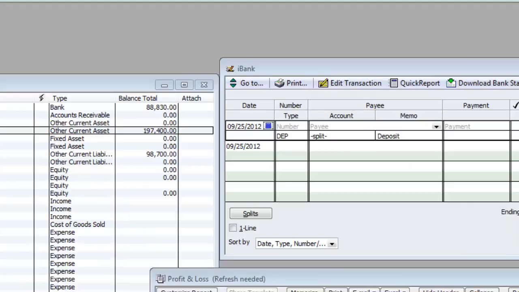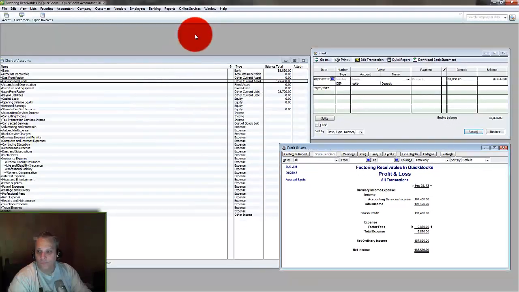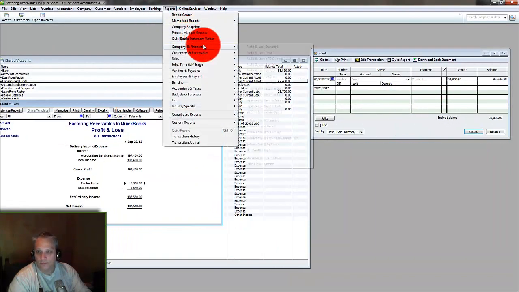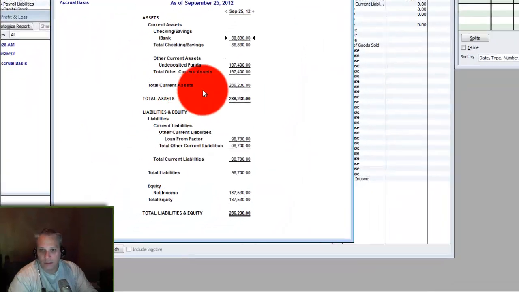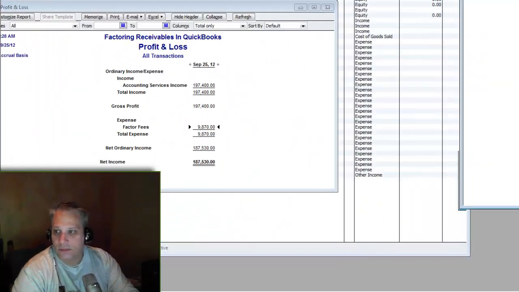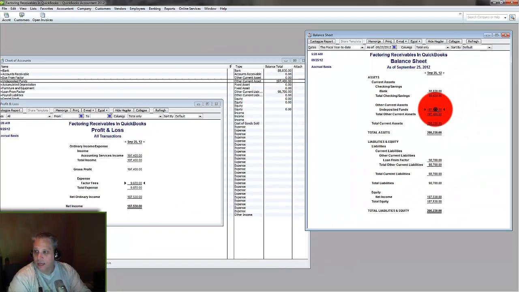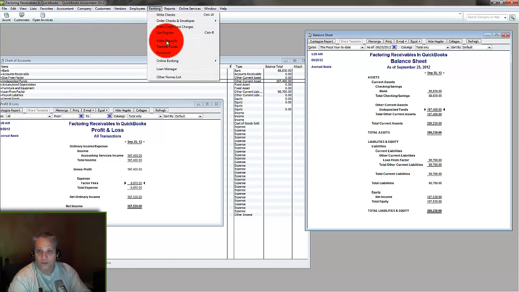$46,400 paid in full. Save and close. The invoices are gone. If I run a balance sheet report, the money is now sitting in undeposited funds. I've got the whole $197,400, but we know that I've only received half of that. So here's where I show customers of mine who have factored their invoices how to keep it real simple.